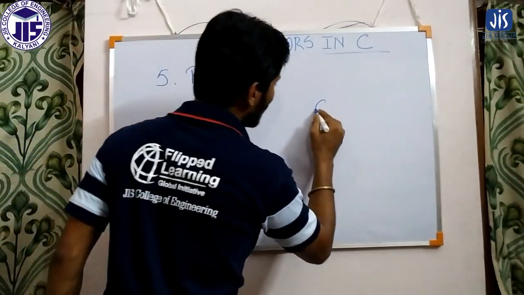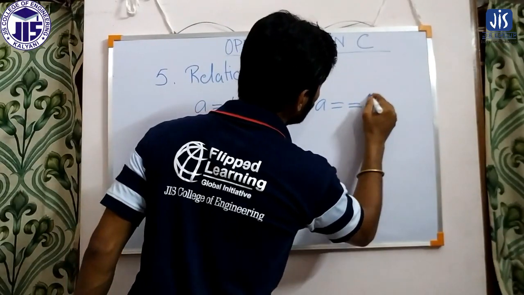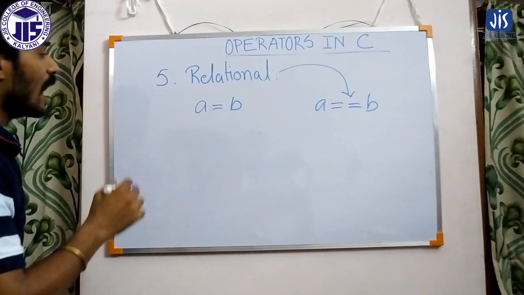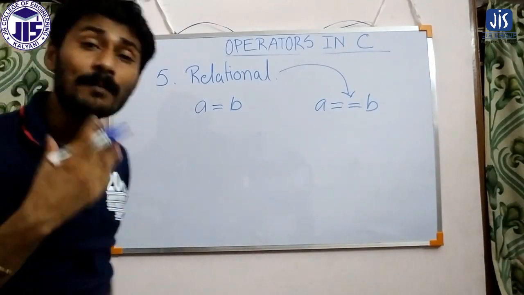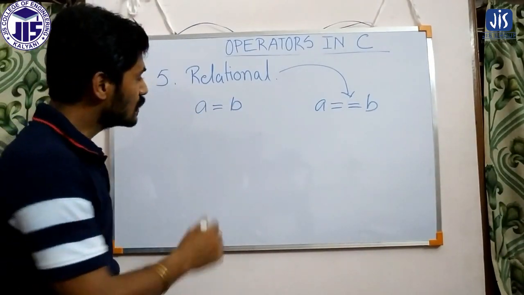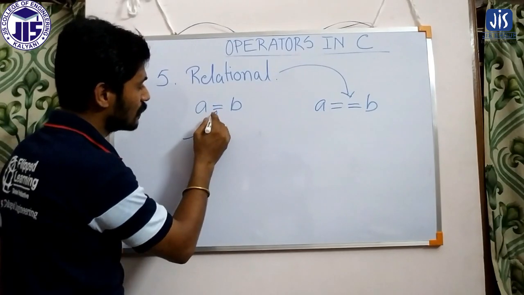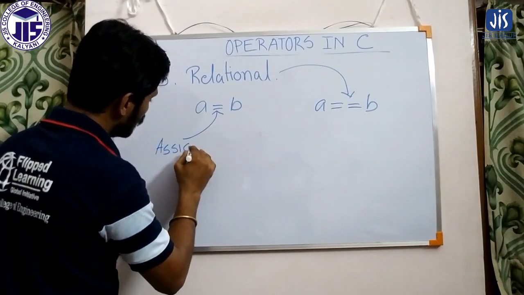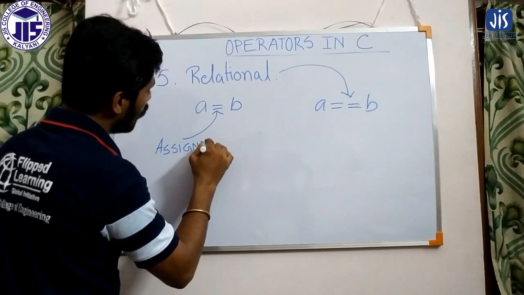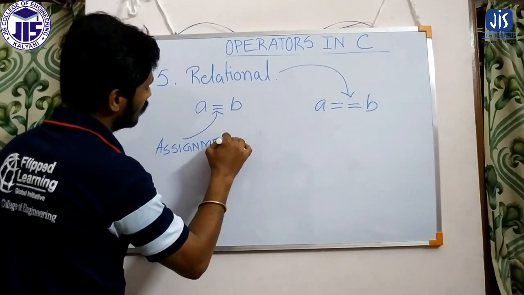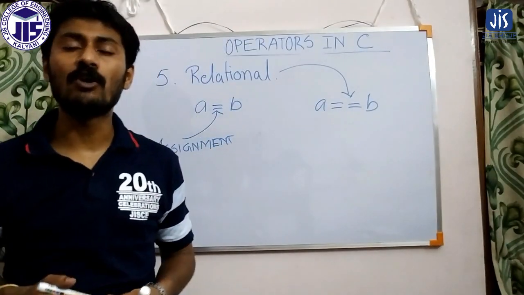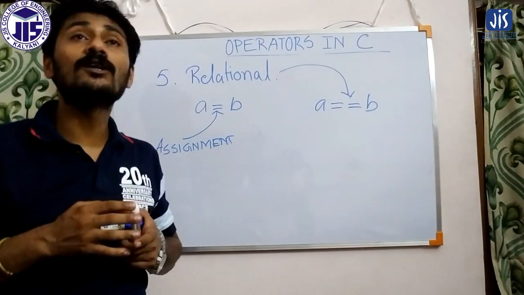So it will check the condition. If the condition is true, then it will print even. And if the condition is false, it will print odd. So it will decide what it has to print, even or odd, because a number cannot be even and odd at a time. Either the number is even or the number is odd. This type of either-or situation we can represent by using this conditional operator. So that is all about the conditional operator.